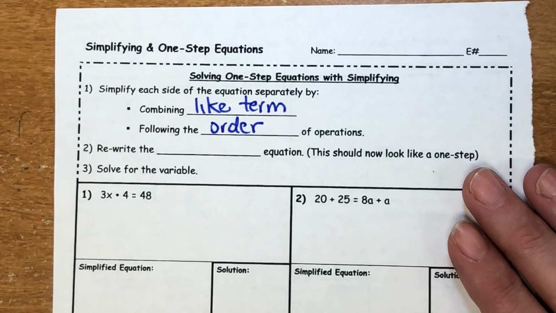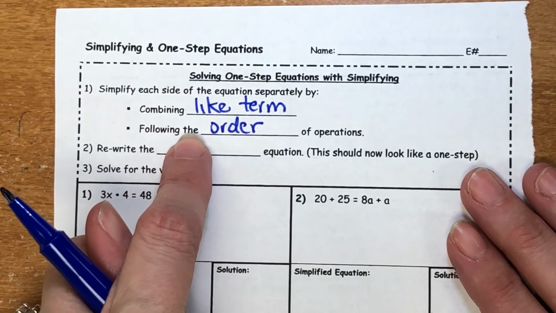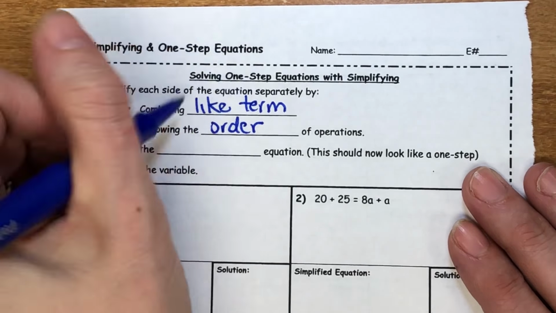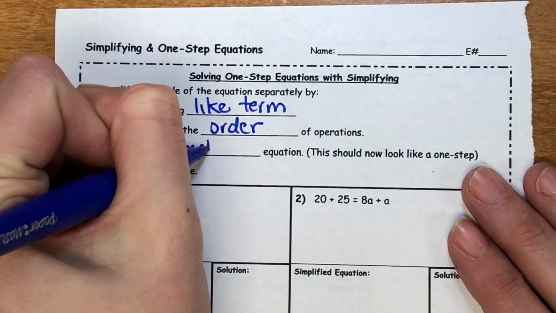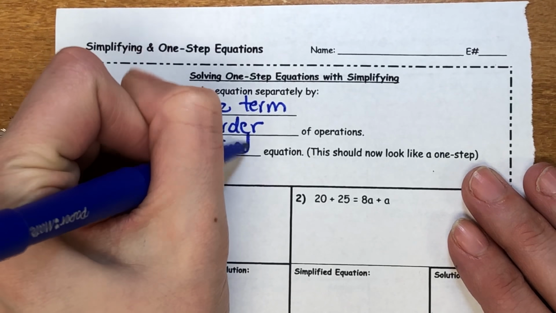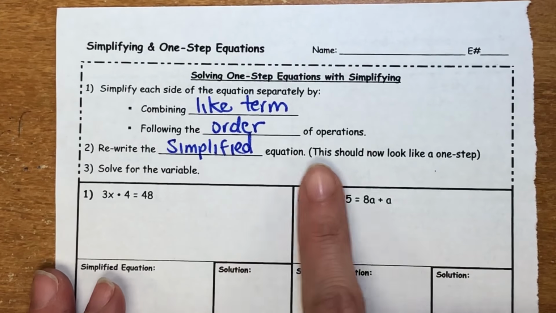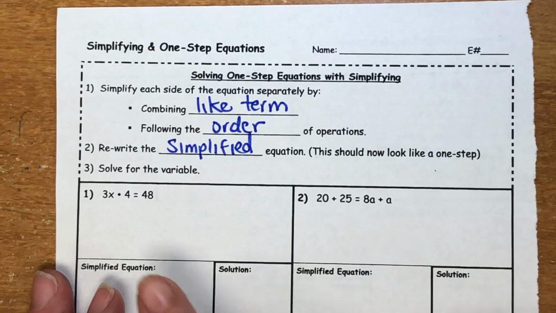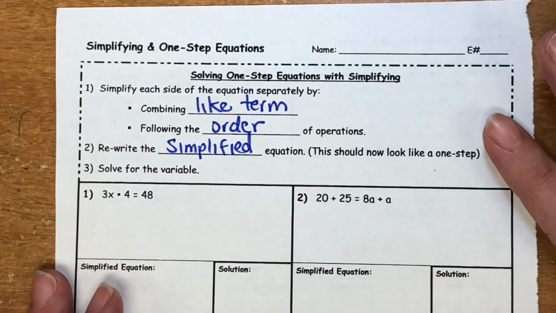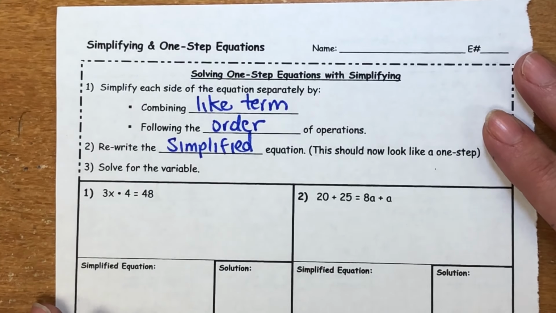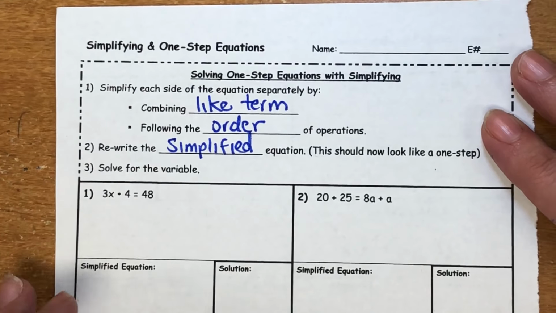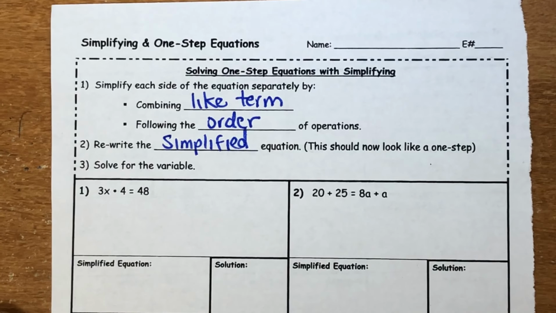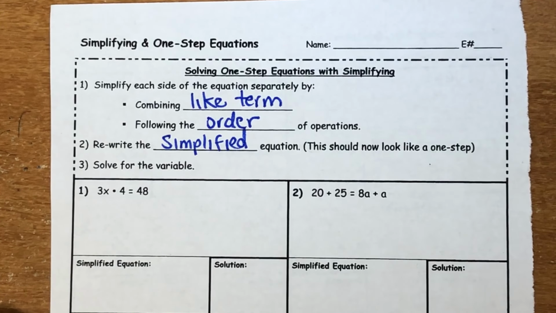You're going to then rewrite. Once you do that, you're going to combine like terms and follow the order of operations. You're going to rewrite the simplified equation. So the simplified equation is going to look like a one-step equation, okay? And then you're going to solve for the variable. When you are solving for the variable, remember you are going to be doing the opposite operation of what's being done to the variable. So that means the inverse operation, okay?